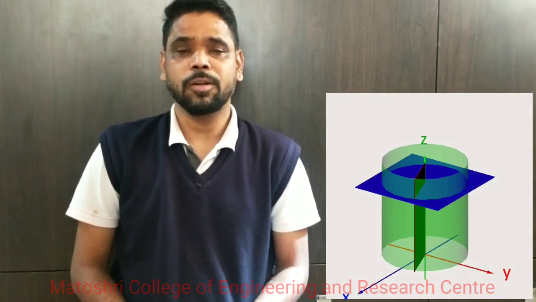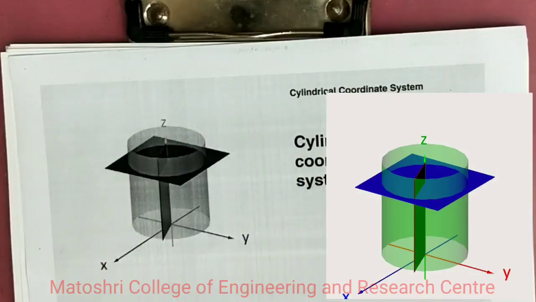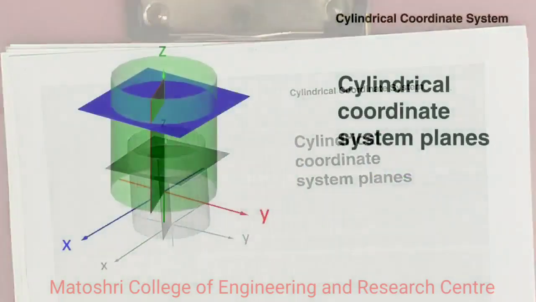And the intersection of the planes corresponding to the radius of the cylinder constant, the height of the cylinder constant, that is z constant, and the third one, the angle phi constant, will be the location of the point. So the first is the cylinder, the second is the plane with a constant z, and the third is the half plane, which includes the z axis, is perpendicular to the xy plane, and makes an angle phi with the positive x axis.